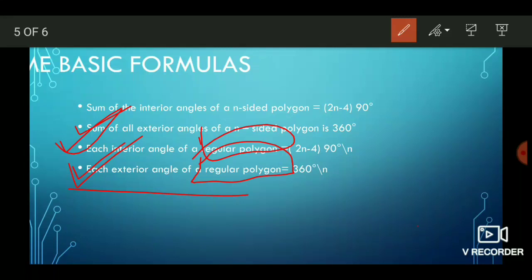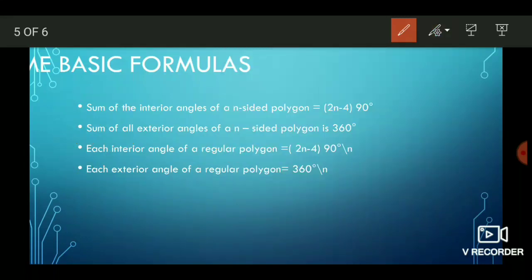That works only in the case of a regular polygon. I will also give you some practice sums in these slides, as well as show you the solution. Okay, now let's move on to the next slide.